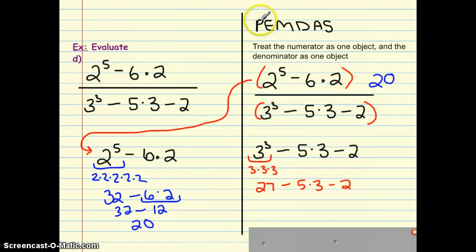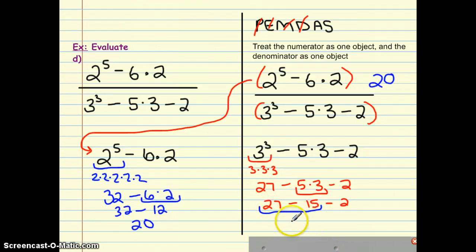And I don't have any more exponents, so I'm going to look for multiplication or division. 5 times 3 is 15. And I'm going to drop the rest of this down. And now I have a couple of subtractions left, so I'm going to start on the left-hand side, and I'm going to work my way across. 27 minus 15 is 12, and I'm going to drop down that minus 2 for 10.